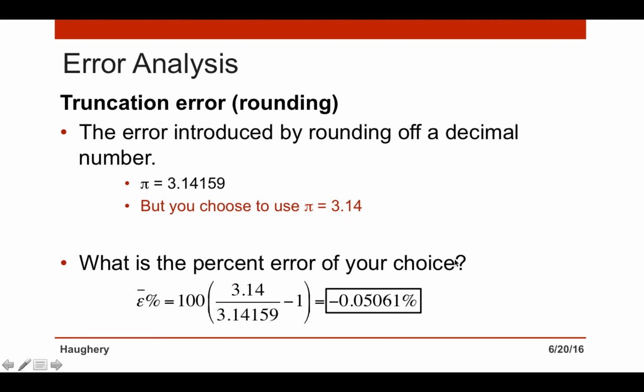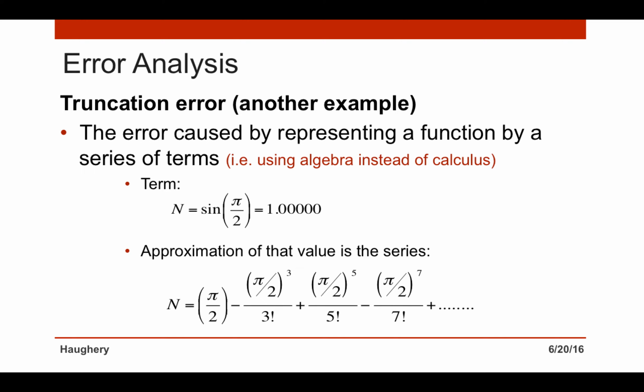Another truncation error, say we use algebra to represent a function instead of a pure calculus function. So algebra being chunks, right? Little segments, like digital segments. Calculus being continuous, analog. Of course, anytime we just take a slice of something, we're going to input error into that result. So that's what we're doing when we say this truncation error here.